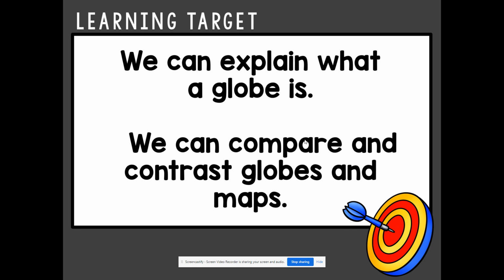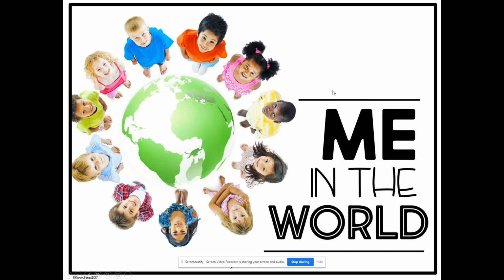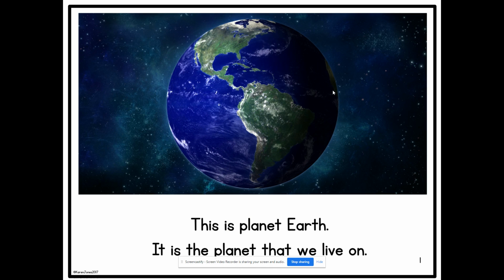Today our target is we are going to explain what a globe is, and we're going to compare and contrast globes and maps. Remember the words compare and contrast? Those are power words we talked about at school. That means that we're going to look at how they are the same and how they are different. So let's look at the book today, Me in the World.